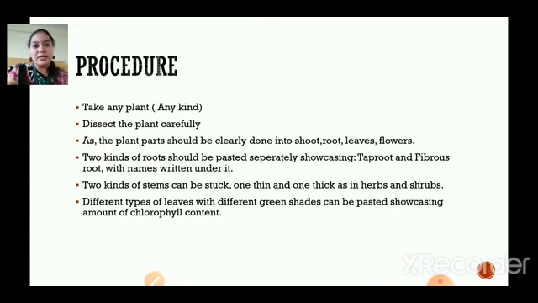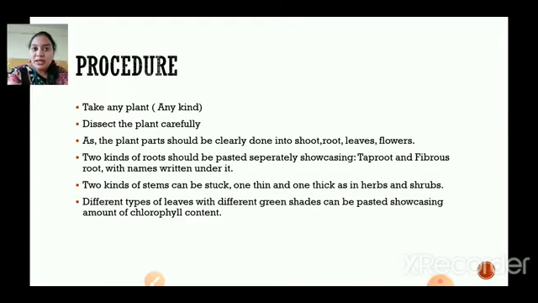The procedure is very simple children. You need to take any kind of plant, as I said. You need to neatly cut the root and the shoot separately. Okay? And please stick the root in a chart and write under that as root, and please mention it as taproot or fibrous root, what kind of it is. And towards the right hand side of your chart you can stick the shoot part separately.